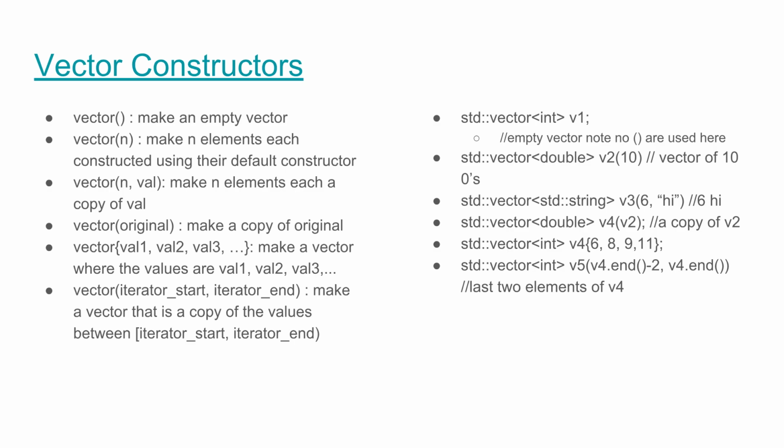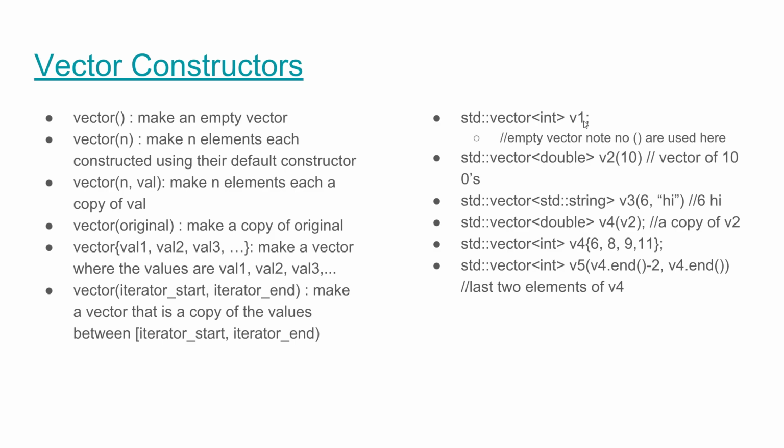And then you can also copy the values between some iterator range. So you have some start iterator, some end iterator, and you're going to copy the elements that are between that range. So see, here's some examples. Notice that when you use the default constructor, you don't put parentheses after it.